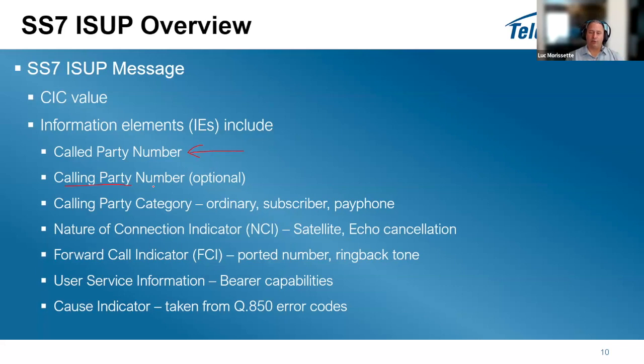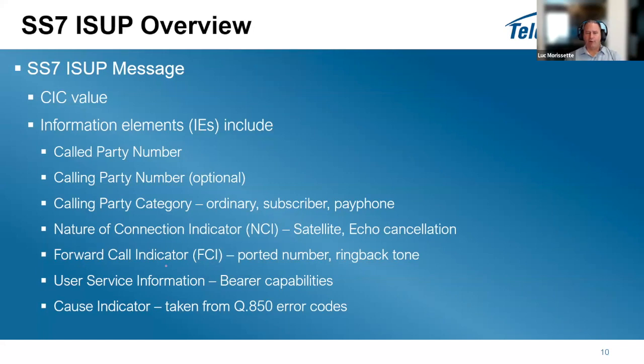So in the original specification of SS7, this is optional. But we know today you must have your calling party number there because your calls will be removed from the network if you don't identify yourself. You also have a calling party category, which can identify what type of call this is. You have nature of connection indicator, which also can specify if it comes from a satellite connection, if you have echo cancellation enabled on these connections.